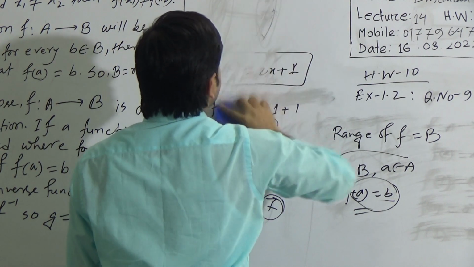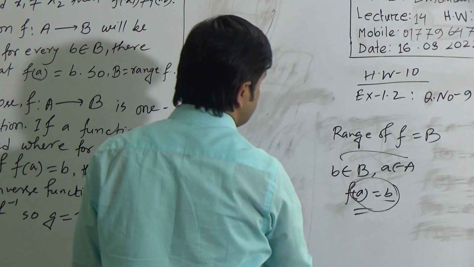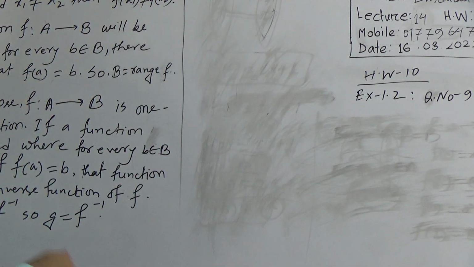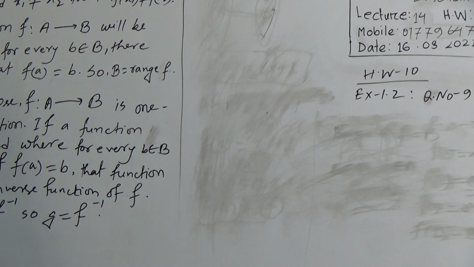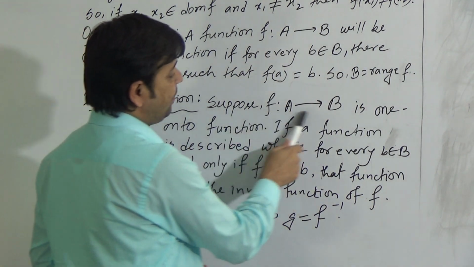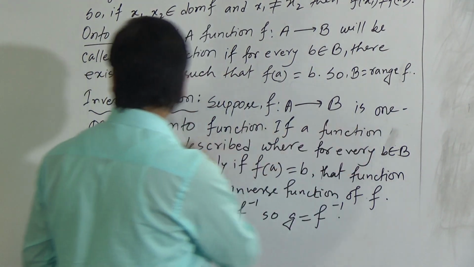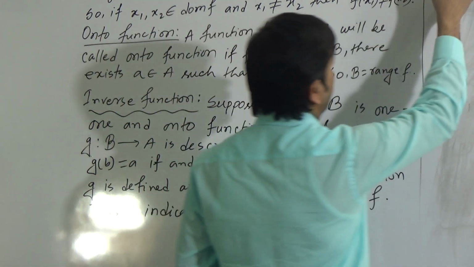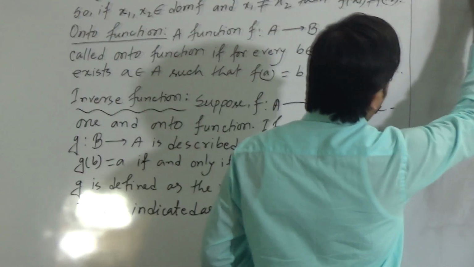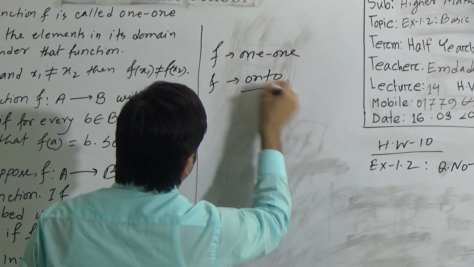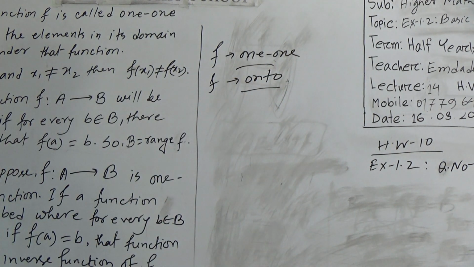So, I hope you have understood the concept of onto function. Now I want to show the inverse function. Suppose f is a function from a to b, and f is one-one and onto. It means f holds the condition that f is one-one and f is onto, both.